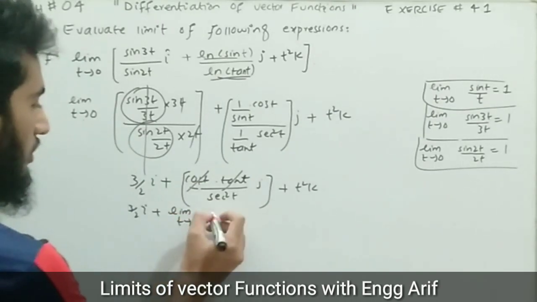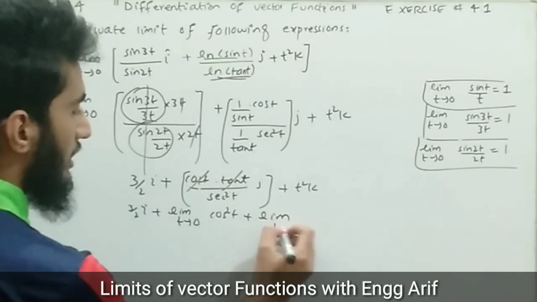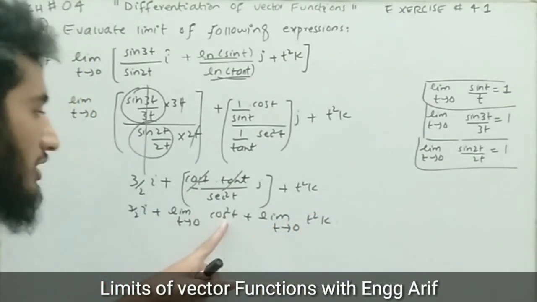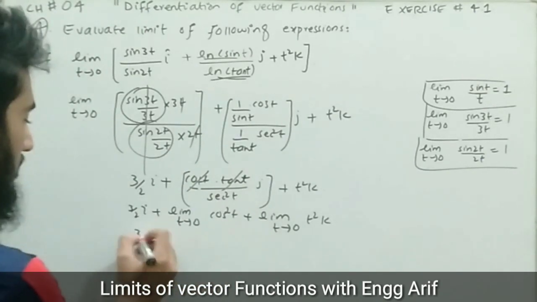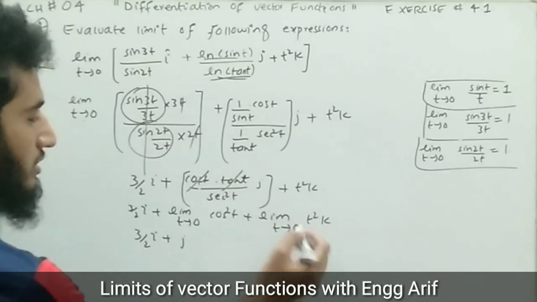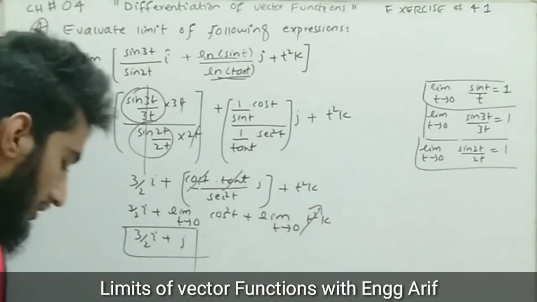Limit as t approaches 0, cos square t, and also apply the limit over this term. So limit t approaches 0, t square k. Now by putting 0 over here, cos 0 gives us 1. So it will give us 3 by 2i plus j. And this term, 0 square will give us 0, this whole term gives us 0. So the required and desired answer is 3 by 2i plus j.